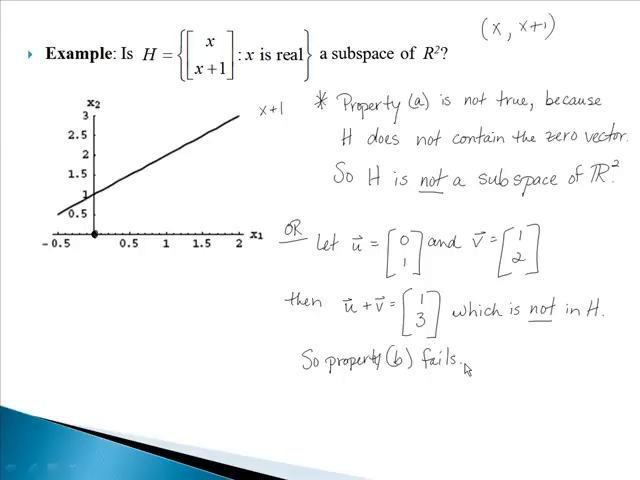And we'll kind of look at the graph here. The graph of u would be right here, 0, 1, and that is a point on our line. The vector v is right here. So this is u and v, but we see then that u plus v would be the point 1, 3, which is up here, and that is not on the line. So that's another way to see it visually.